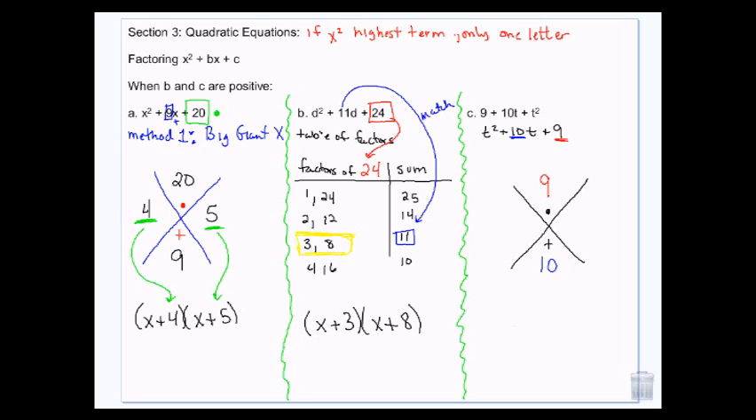Okay, so I'm looking for factors of 9, so two numbers that'll multiply to make 9 that will add up to make 10. So I've got 3 and 3, that adds up to 6. 1 and 9.